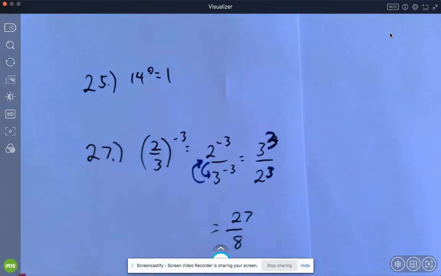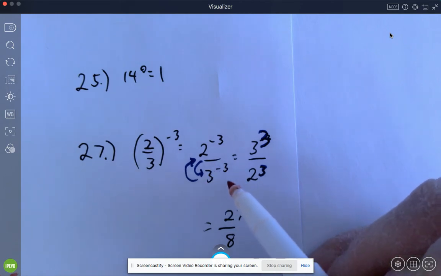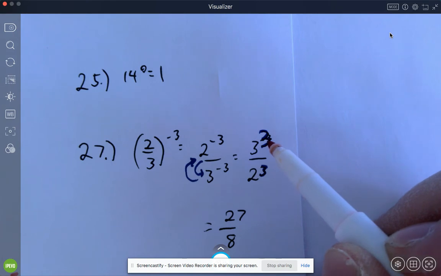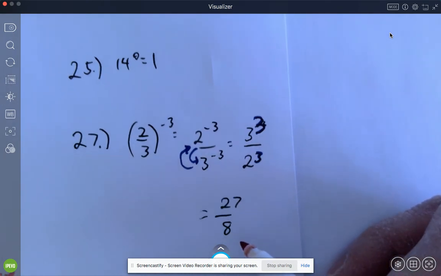And then this one, I distributed to both, 2 to the negative 3, 3 to the negative 3. That just makes it switch across the line, change the sign. This goes up top, this goes down low. This is 27 over 8.